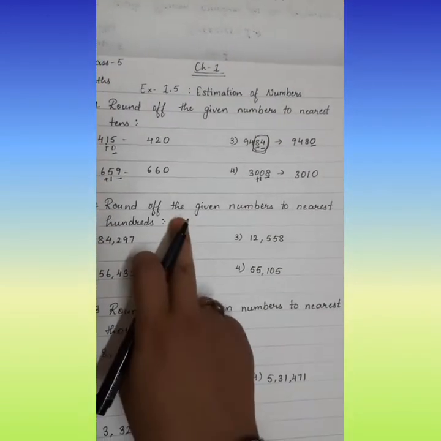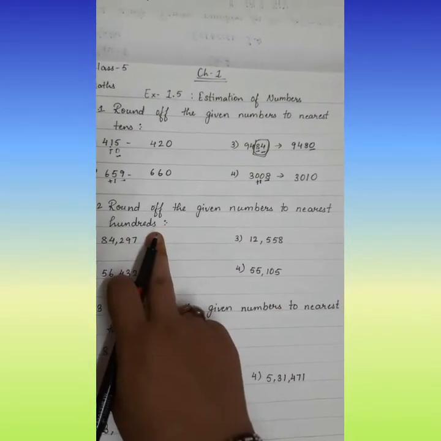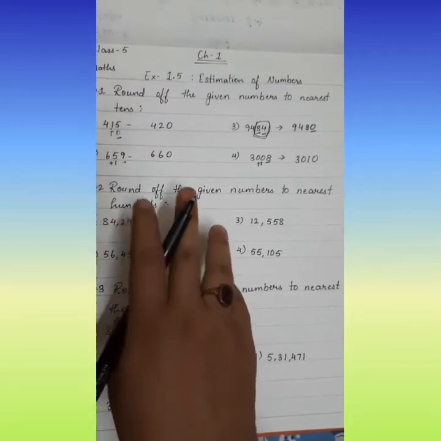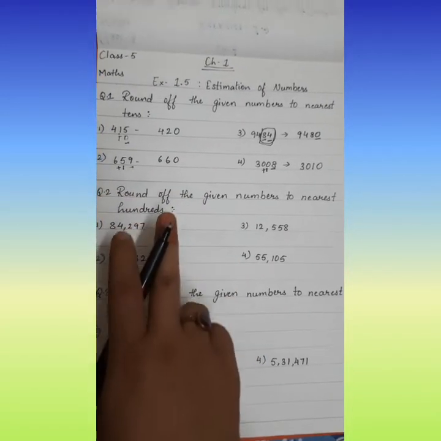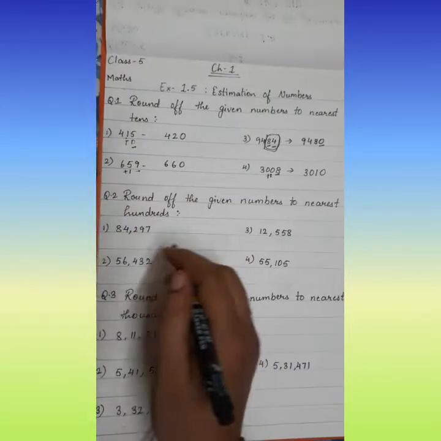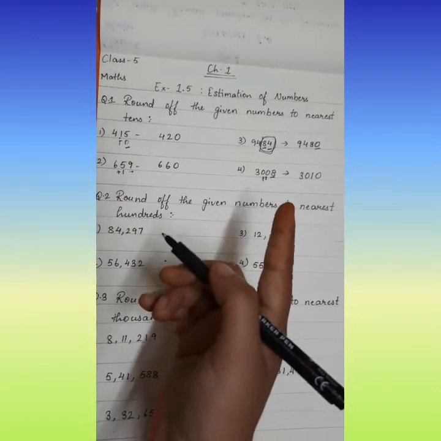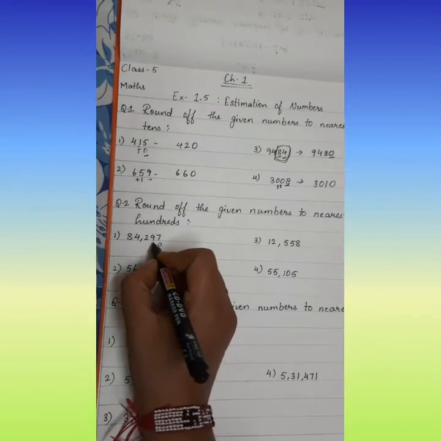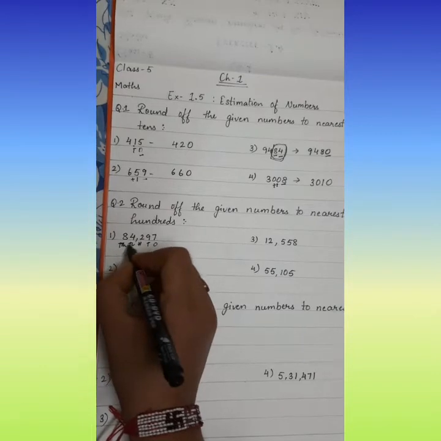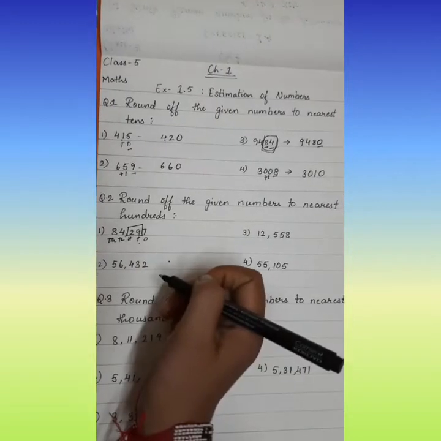Now let's see if the question is given: round off the given numbers to the nearest 100. One thing keep in mind, whatever is told to you, whether 100, tens or 1000, we just have to see that position and the one before it. Like here 100 is told, so we will see the 100 and tens positions. So this is ones, tens, 100, then 1000, 10,000, like that. But we just have to see these two positions.